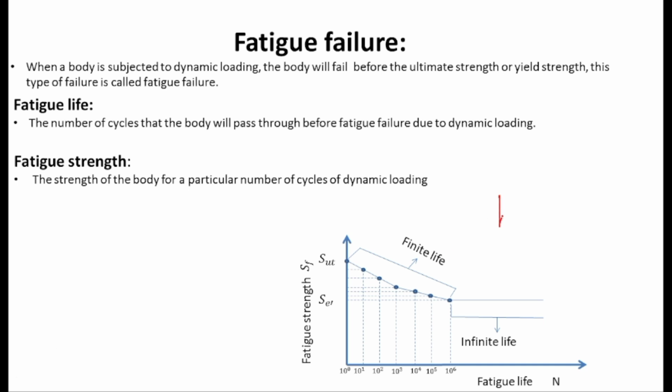Now if you want a body having finite life, let's say 10 raised to the power 4, you will have N cycles. You want to find out the fatigue strength for this body. For that, take this N value like this, and at this point, go horizontally to this point. So this will be the required fatigue strength for you. So this is the SN curve for you.